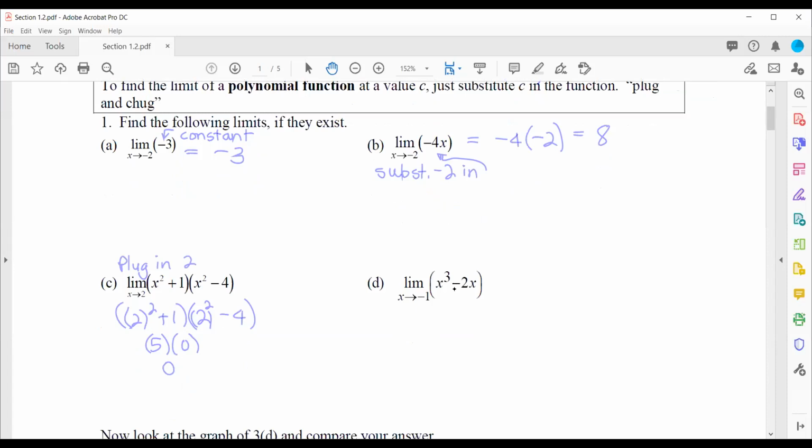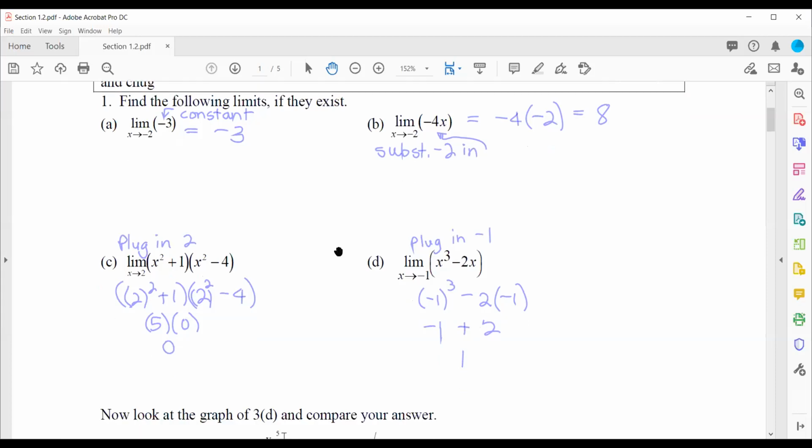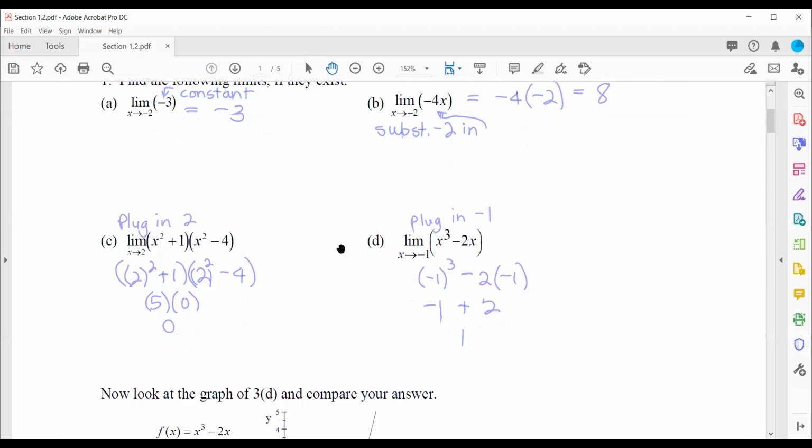For part D, the limit as x approaches 1, I'm sorry, -1, so we plug in -1. That's -1 cubed minus 2 times -1. So -1 cubed is -1. -2 times -1 is +2. -1 plus 2 is 1. All right. That's pretty straightforward.